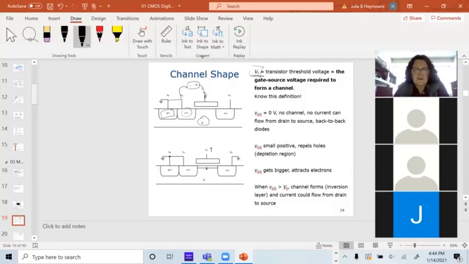As VGS gets bigger, I get more positive charge collecting on this plate, more negative charge collecting on this plate. I get this channel in here where electrons can flow easily because there's electrons here, there's electrons here, there's electrons here. I get a channel where current can flow easily. The transistor is on.